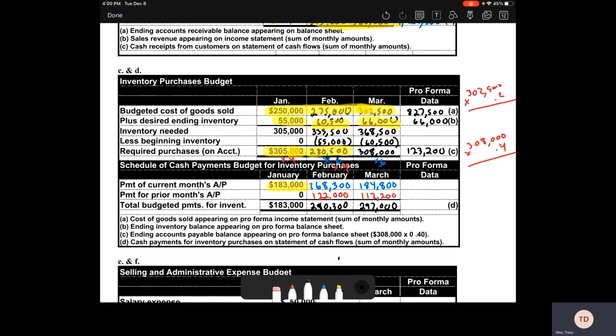And then the last thing we need to figure out is, what is our total cash payments throughout the first 3 months for our statement of cash flows. So then we're just adding up that total budgeted payments. So 183 plus 290,300 plus 297 gives me a grand total of 770,300. And that's parts A, B, C, and D for this final problem, 1423.